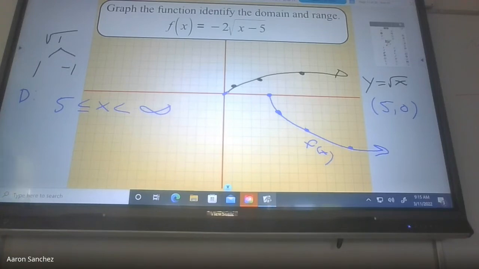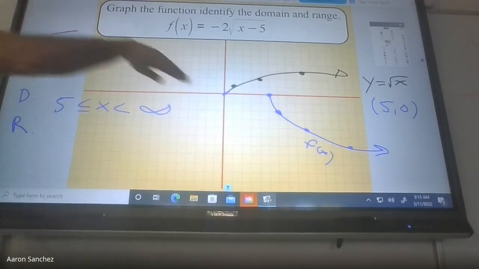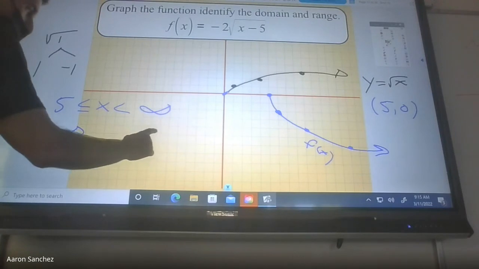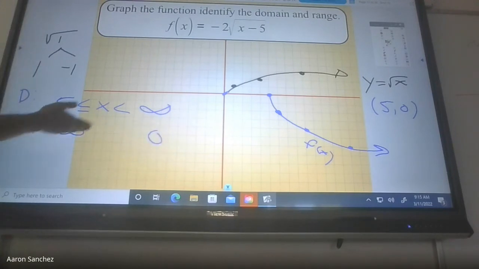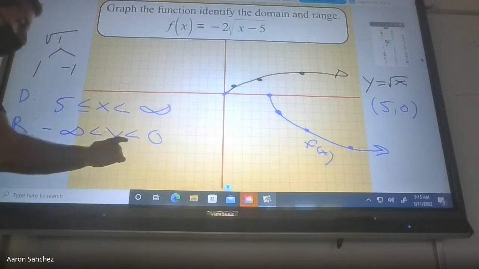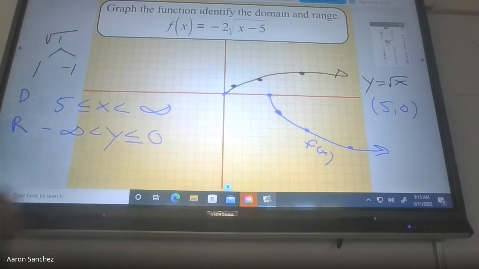Now range. What is the smallest range? Go. That's the biggest range. Zero is the largest range because it goes down. This is the highest point, down to negative infinity. What's the largest range? Zero. Make sure you go negative infinity to zero, not zero to negative infinity. That is wrong, and put the line under the zero because it's equal to zero. It's not equal to infinity.